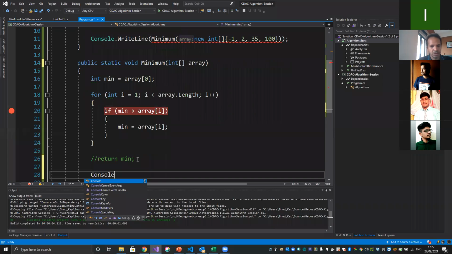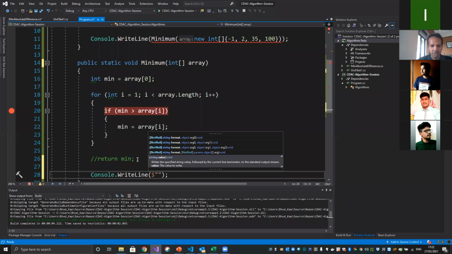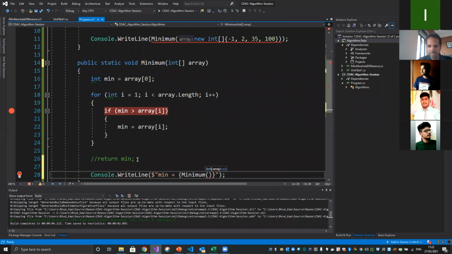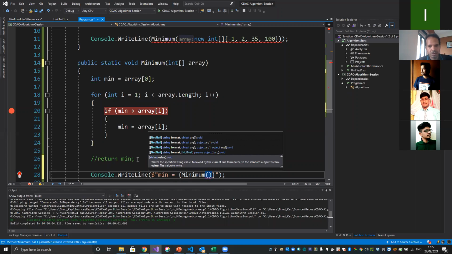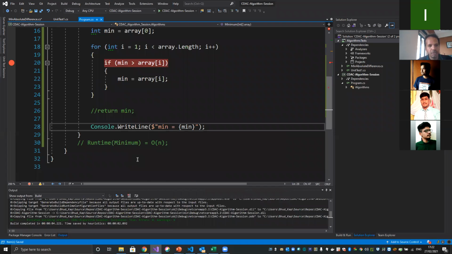And then they say console.WriteLine, something like min equals minimum. Sorry, min equals min. Okay. And then I tell them, but I want to test this function, how am I going to test it?